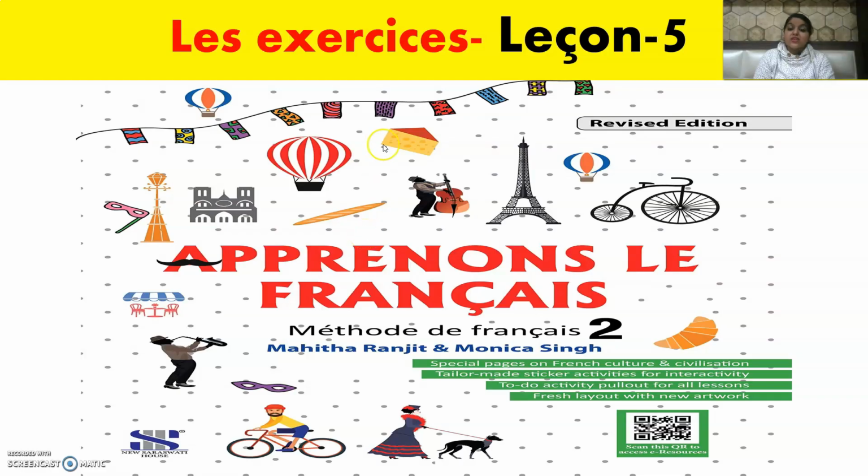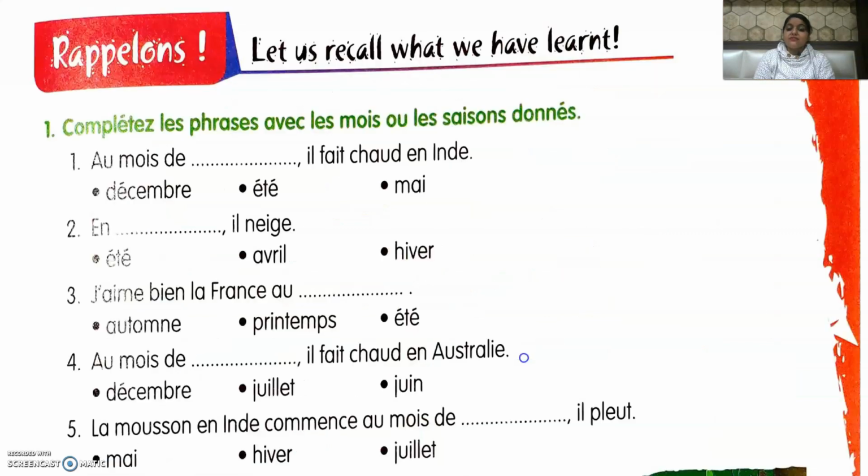So let's begin. We are going to solve today the exercises of lesson number 5 of Apprenons le Français Method 2 book. Let's see what's the first exercise. The first exercise says: complétez les phrases avec les mois ou les saisons données. That means complete the sentences with the months or the seasons that are given.